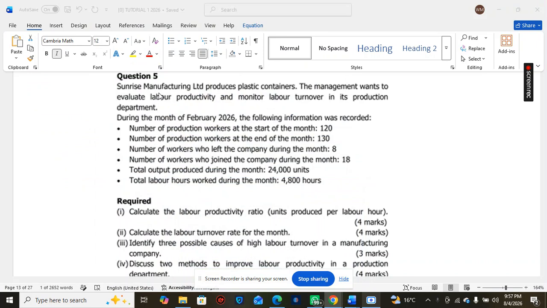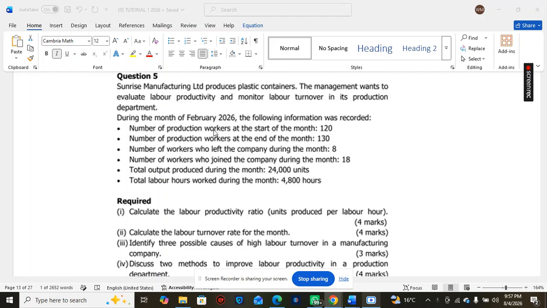Sunrise Manufacturing Limited produces plastic containers. The management wants to evaluate labor productivity and monitor labor turnover in its production department. During the month of February 2026, the following information was recorded.